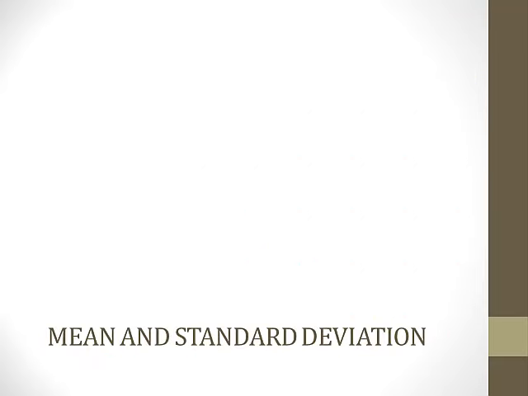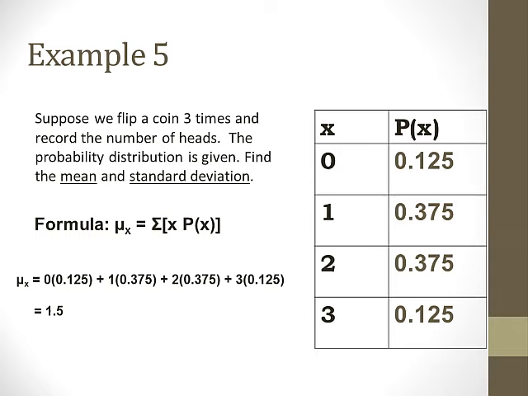So, means and standard deviation. Example 5, suppose we flip a coin 3 times and record the number of heads. And the probability distribution I've given over here. Find the mean and standard deviation. Okay, so again, just take these probabilities as they're given. We would have computed those in an earlier lesson.